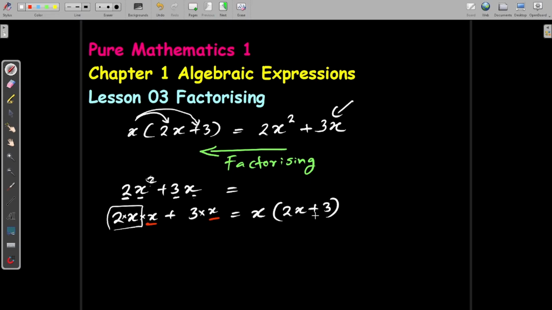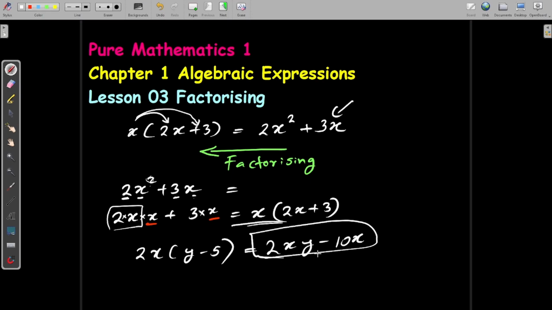So the reverse process of expanding brackets is factorizing. Let's look at another example: 2x times (y minus 5). If we expand the bracket, we get 2xy minus 10x.